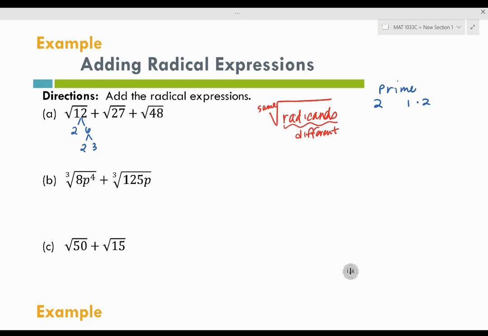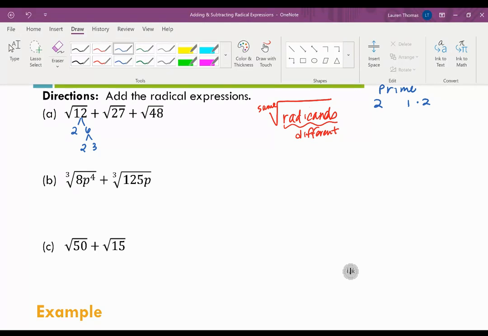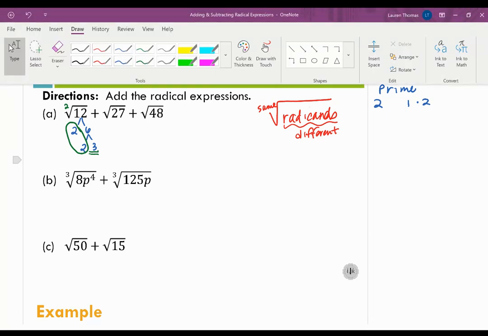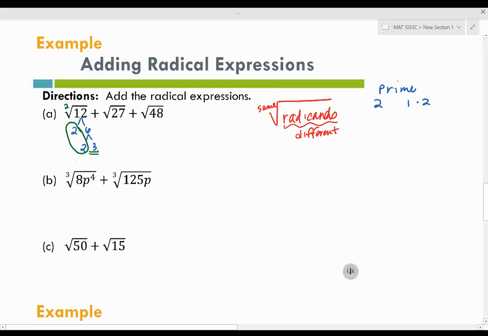Now, when we have this radical here, there's understood to be a 2 here. When you think about simplifying the radical, you want to pull out these prime numbers in pairs of 2s, because that's what our index is. I have a pair of 2s, and the 3 doesn't have a pair, so the 3 cannot come out of the radical. It has to stay underneath. So this simplifies to 2 square root of 3.